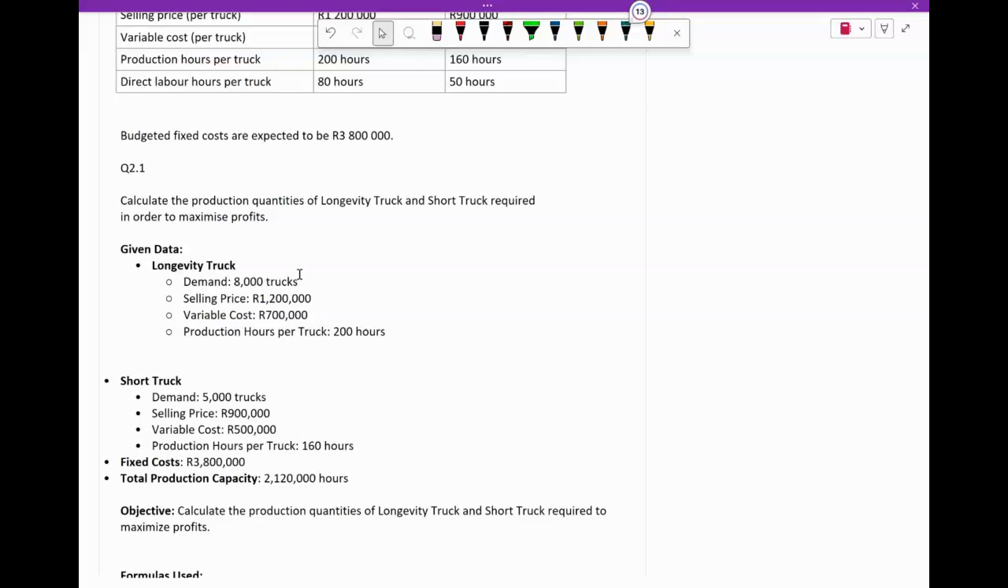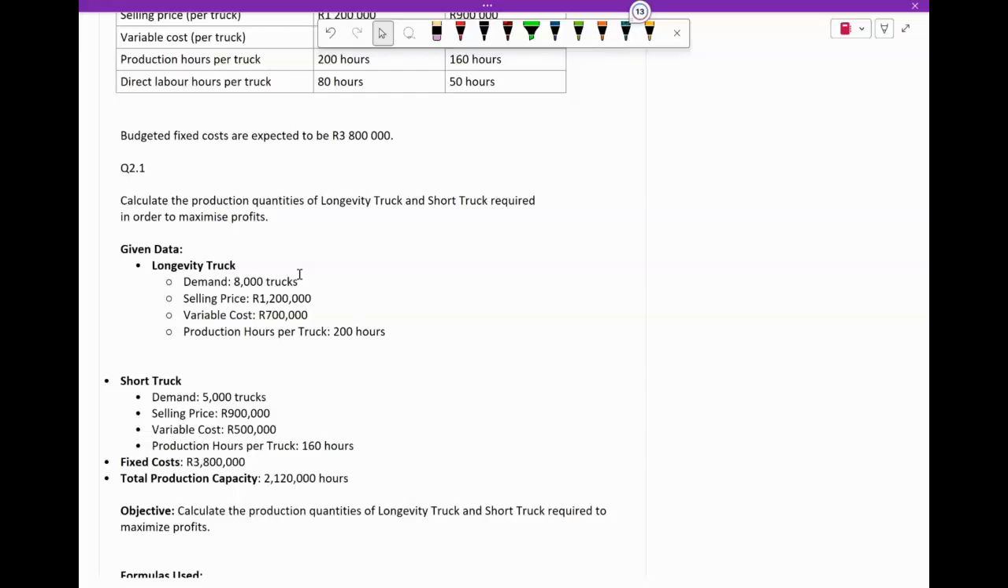Aha. Remember the question is, which production quantities are going to give us maximum profits? Isn't it? That's what they're asking us. We must establish that. How many longevity trucks must we produce? How many short trucks must we produce to get the maximum profits? All right? And Nadia was alluding to it. How do we then go about doing that?